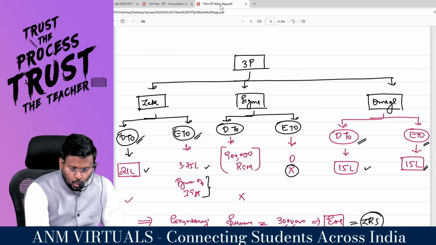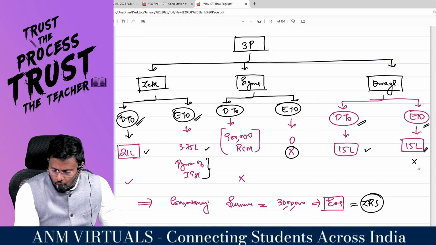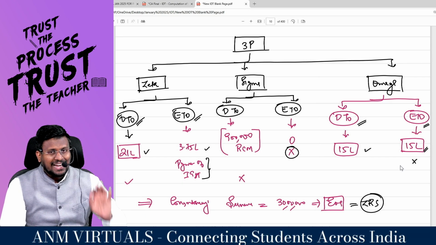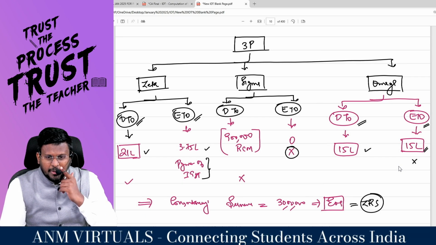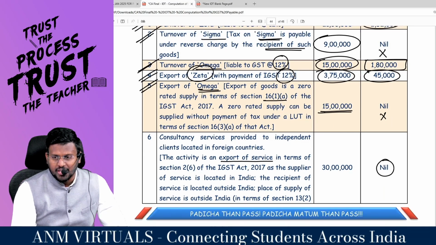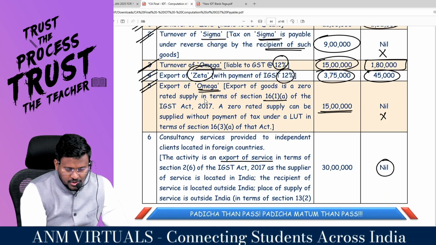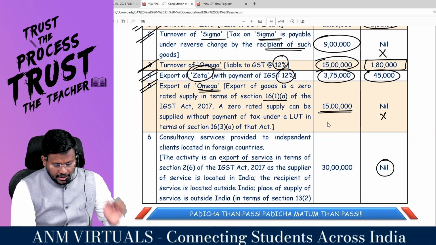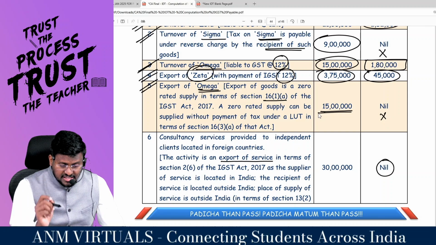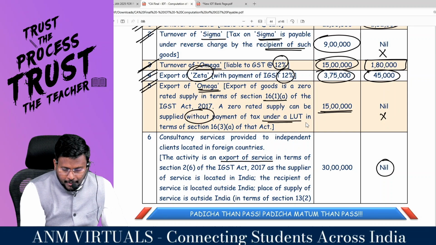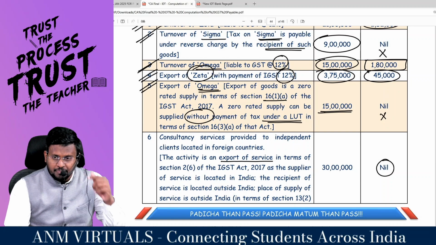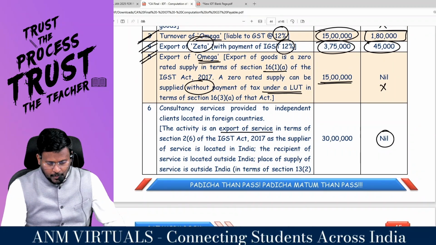Sir, we have exported Omega, but in Omega they have not said that they have exported by payment of IGST. At the end they said that we have exported by using bond or LUT. So for this 15 lakh, what will not come? Output tax collected will not. Export of goods is a zero rated supply. In terms of section 16, subsection 1, clause A of the IGST Act, a zero rated supply can be supplied without payment of tax under a LUT, in terms of section 16, subsection 3, clause of that act. Are you comfortable? Next one.